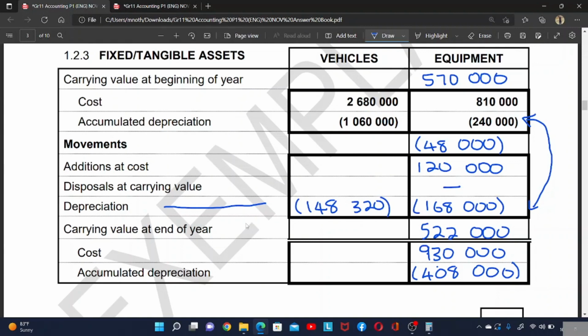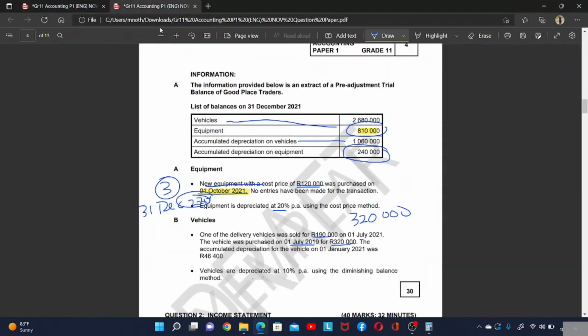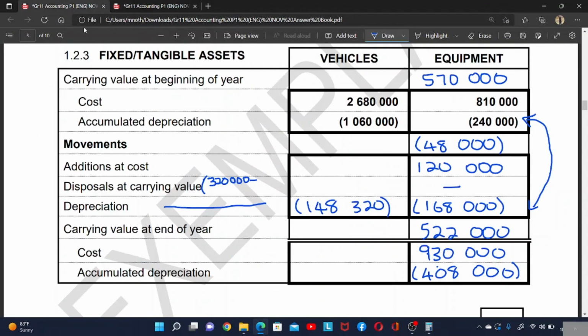So what we are going to do is, because we must record it at a carrying value, we need to subtract its accumulated depreciation. So the accumulated depreciation of this vehicle is 46,400. So minus 46,400.